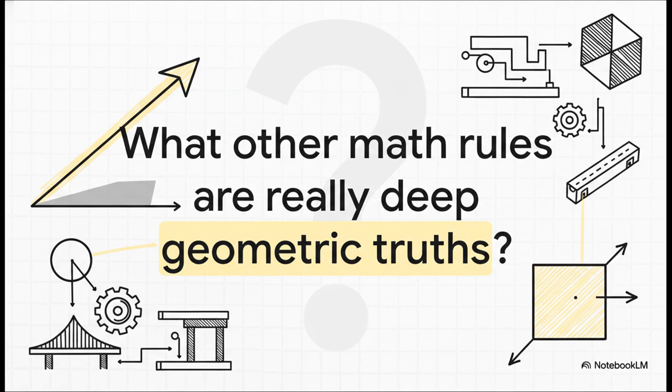Ultimately, understanding the why behind the formula, the shadow of the dot product, the area of the cross product, does way more than just help you get the right answer on a test. It reveals this elegant, intuitive geometry that's hidden inside the math that builds our world. The only question is, what other geometric truths are out there, just hiding in plain sight?